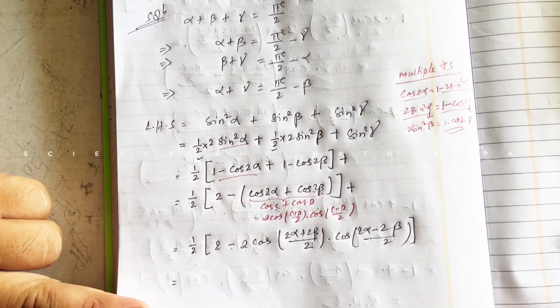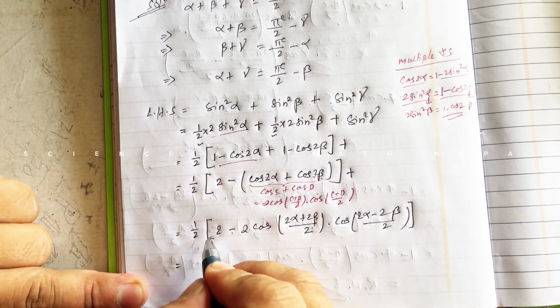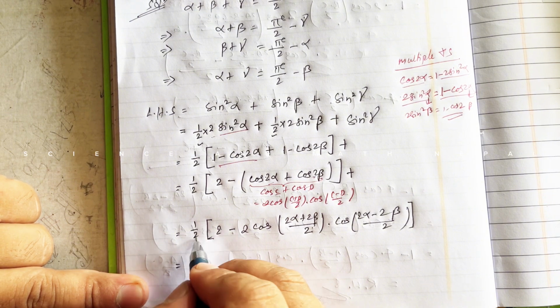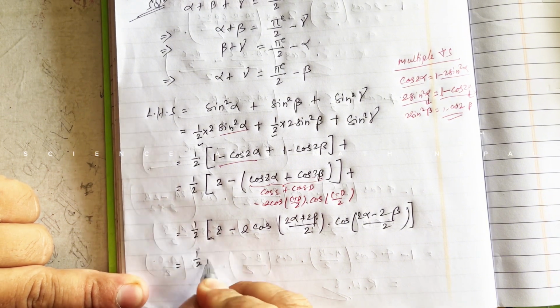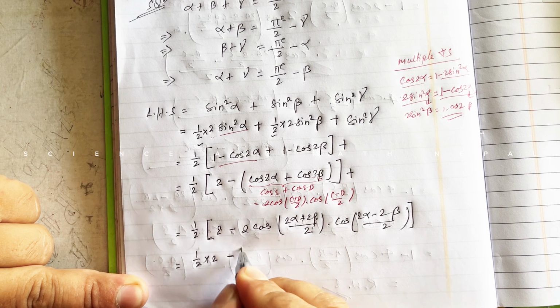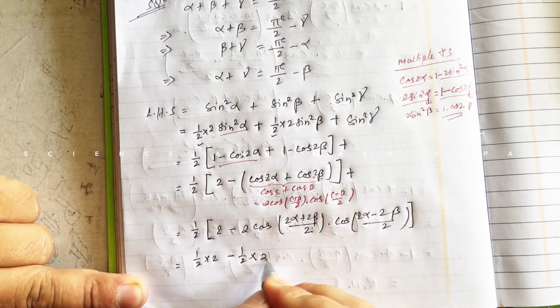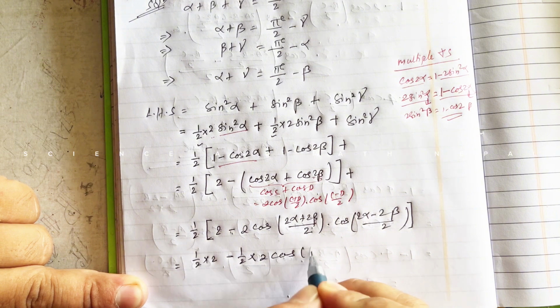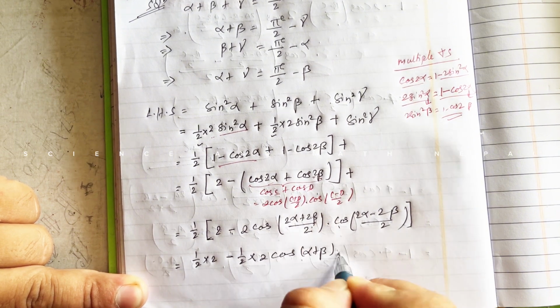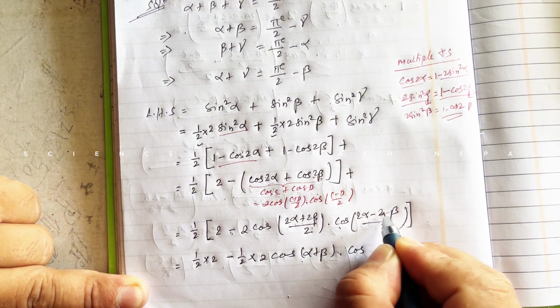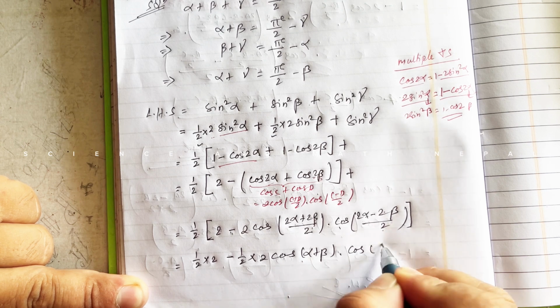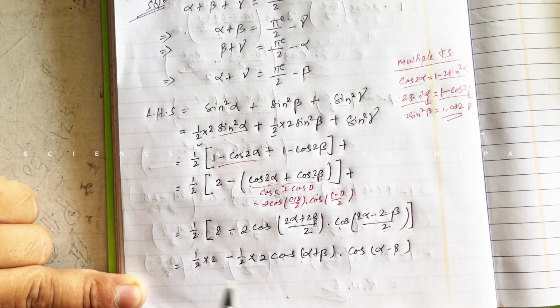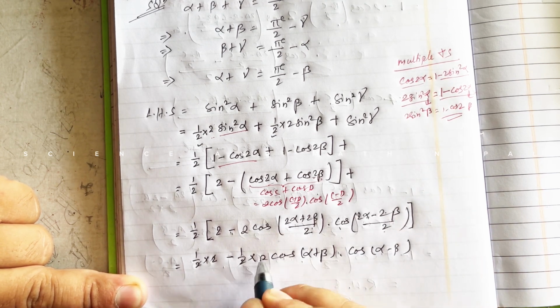Okay, further, let's open the bracket by multiplying with 1 by 2. 1 by 2 into 2, minus 1 by 2 into 2 cos. If 2 is taken common, it will be cancelled with 2. The remaining is alpha plus beta into cos. If 2 is taken common, it will be cancelled. The remaining is alpha minus beta. 2 and 2 is cancelled. 2 and 2 is cancelled over here.